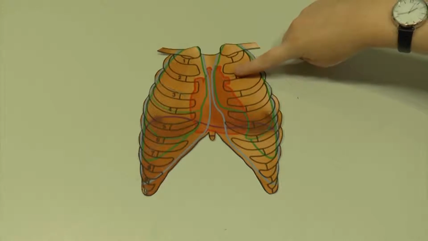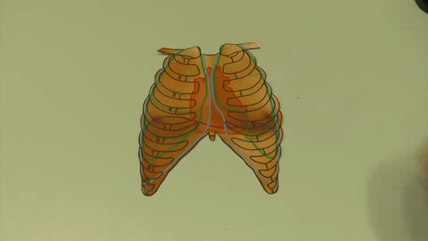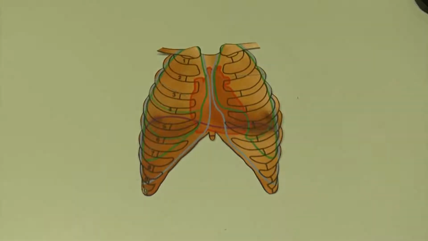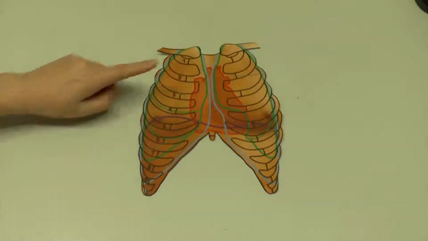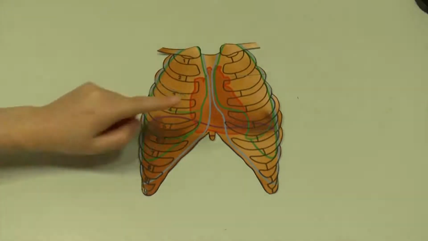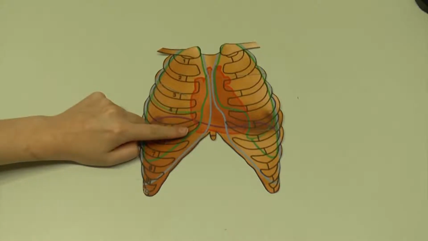The upper left corner of the heart is located at the second intercostal space. The lower left corner of the heart, where the apex of the heart is found, is at the fifth intercostal space. The upper right corner is located at the third costal cartilage, and the lower right corner is at the sixth costal cartilage.